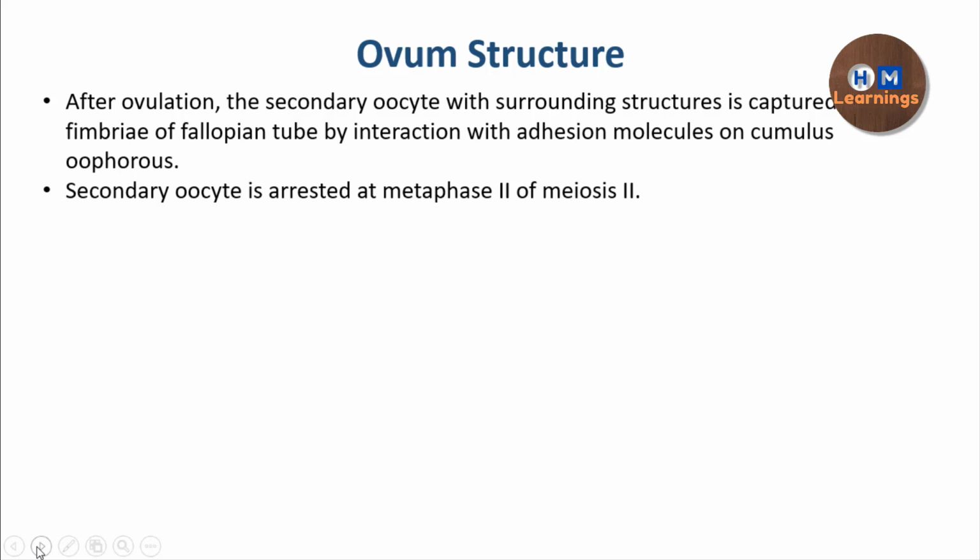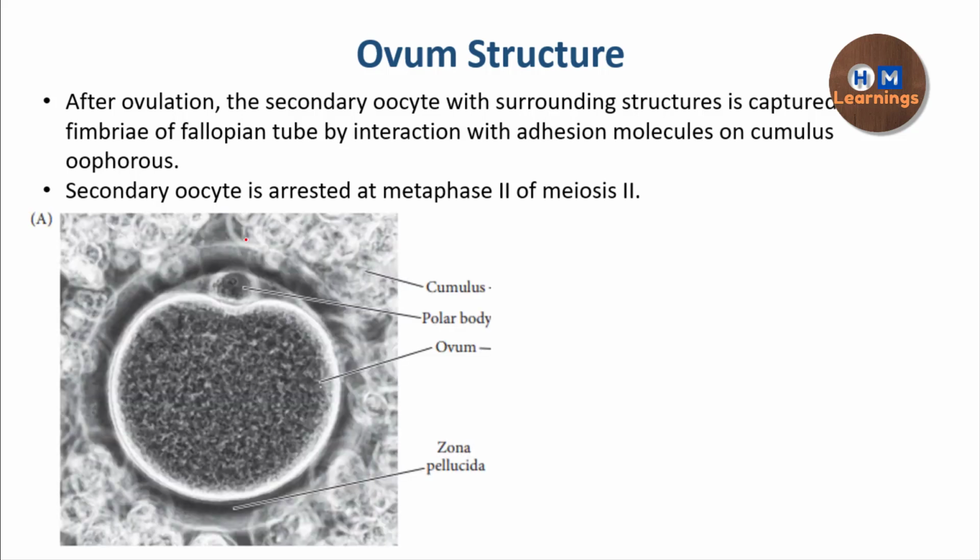As I said, after ovulation, the secondary oocyte with surrounding structures is going to be captured by the fimbriae of the fallopian tube, and at this time the secondary oocyte is arrested at metaphase 2 of meiosis 2. This is a diagram of a human ovum and the surrounding structures.